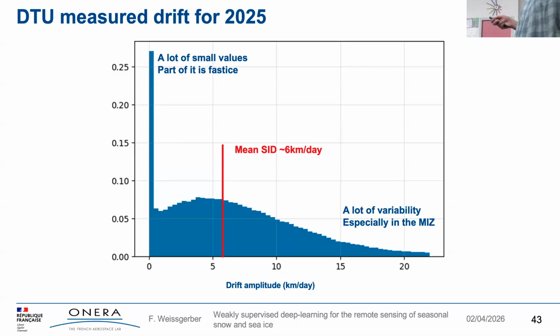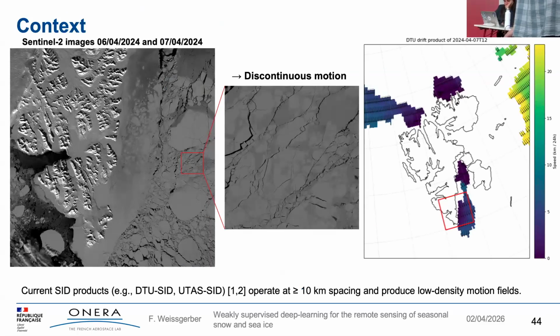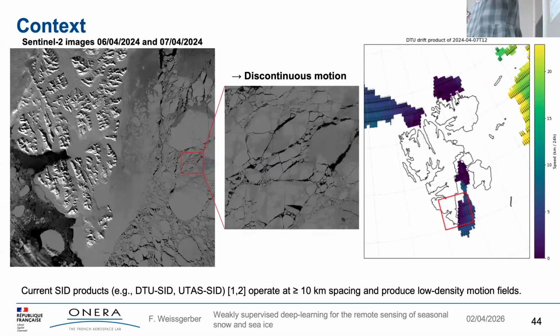And part of it is fast ice. So again, a new vocabulary, but fast ice is ice that is close to the land and that is not moving because it's fastened to the land. Okay. So here I show you a Sentinel-2 image, which should be moving, but it's not fully moving. So here we have fast ice that is not moving. Here we have ice that is moving with a very discontinuous motion.